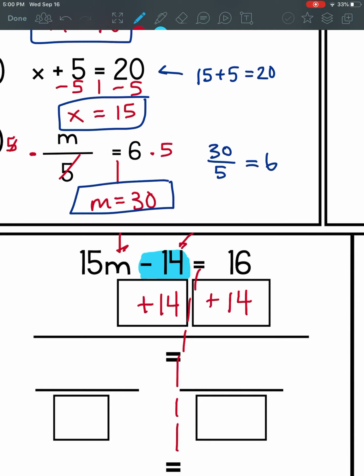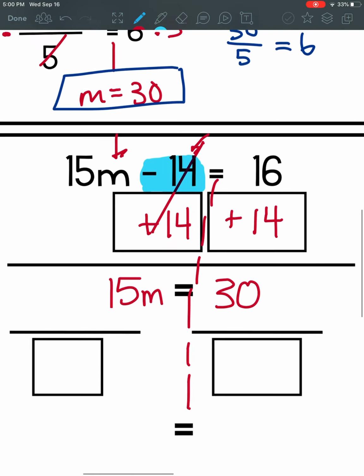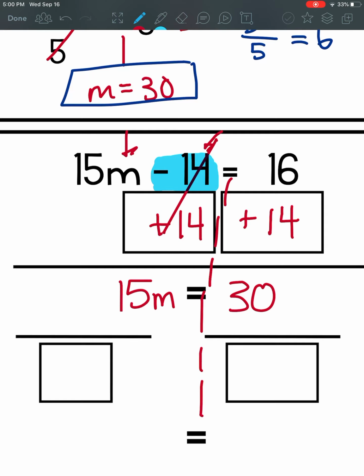The opposite of that would be plus 14. Notice I did write plus in front of it. It's the opposite. So negative 14 plus 14, that is now gone. Now it is just the best buddy and you. And then 16 plus 14 equals 30.